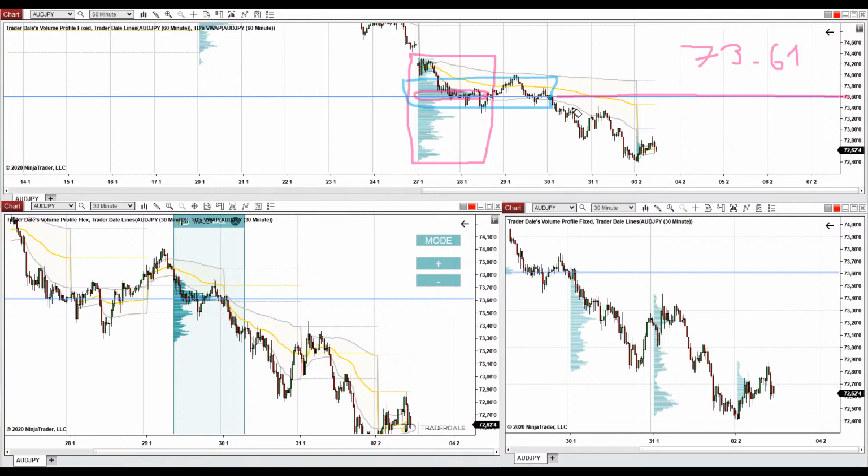What happened afterwards? Selling continued. So if I zoom in a bit and look at this chart, then the level is in here. This is the rotation before the selling activity started. The heaviest volumes within this rotation are right there, 73.61.